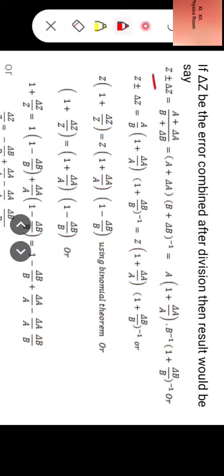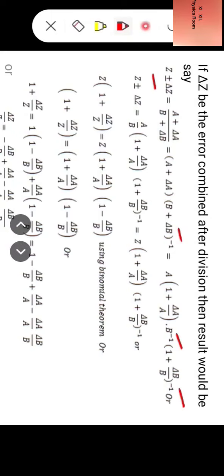is equal to A plus delta A divided by B plus delta B, or it is equal to A plus delta A into B plus delta B raised to power minus 1, or it is equal to A into 1 plus delta A by A into B inverse into 1 plus delta B by B raised to power minus 1. Here we can take out A common, and in the second term we can take out B inverse common.